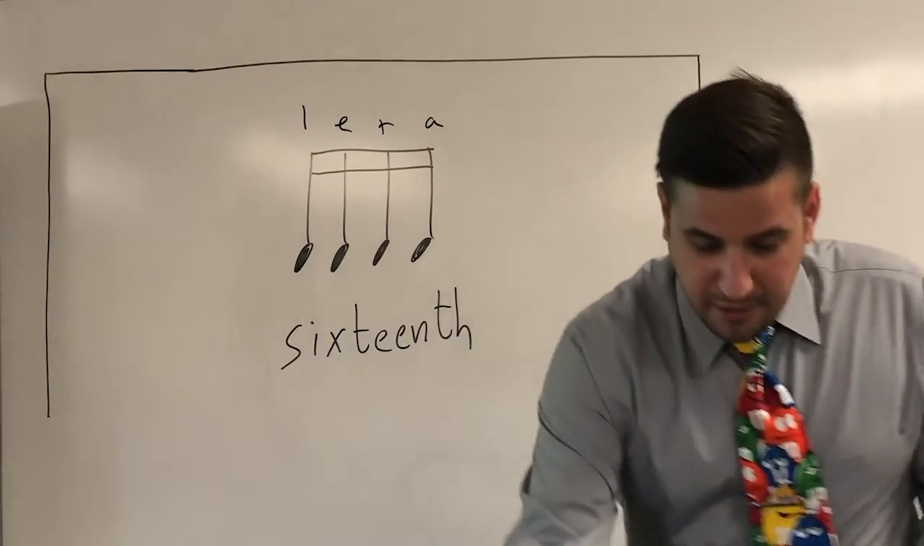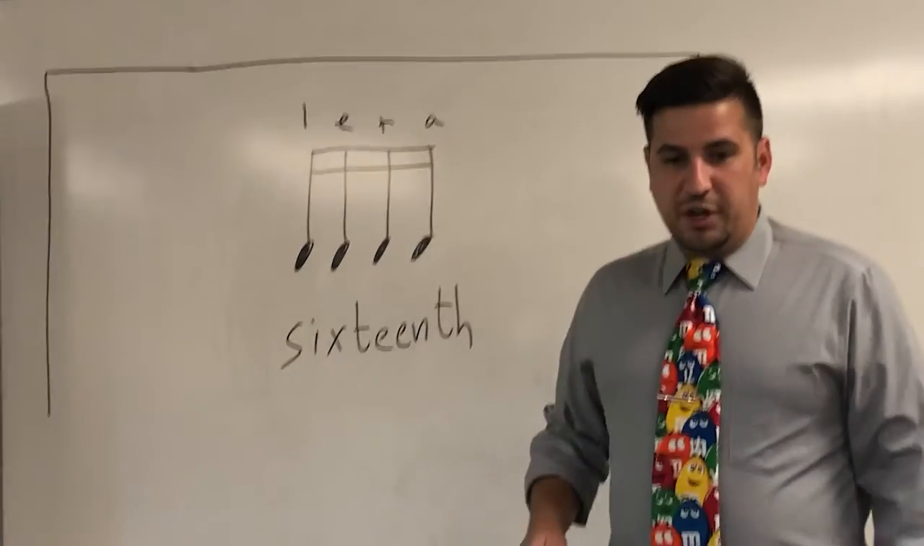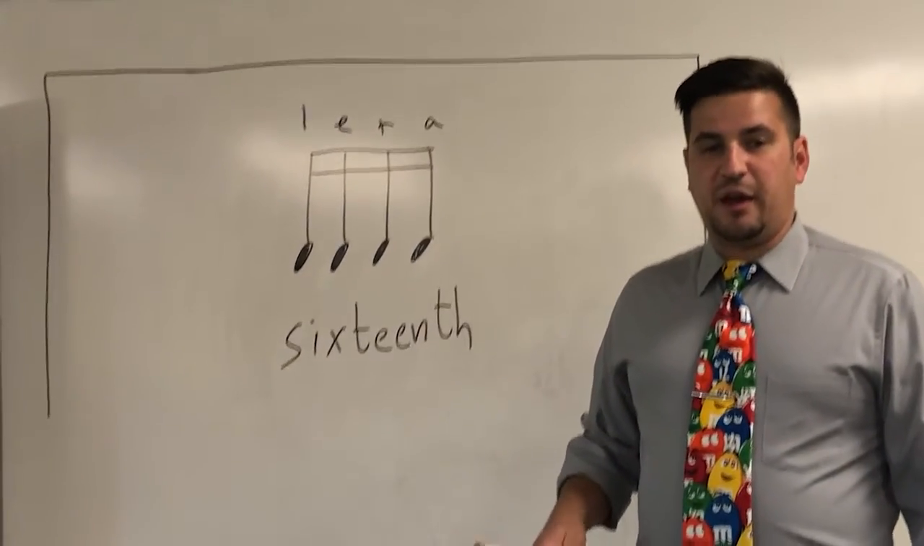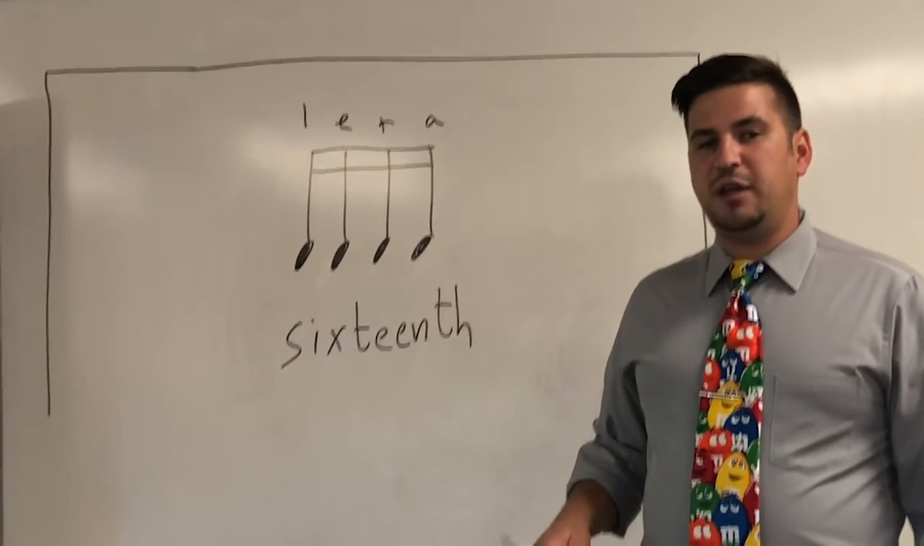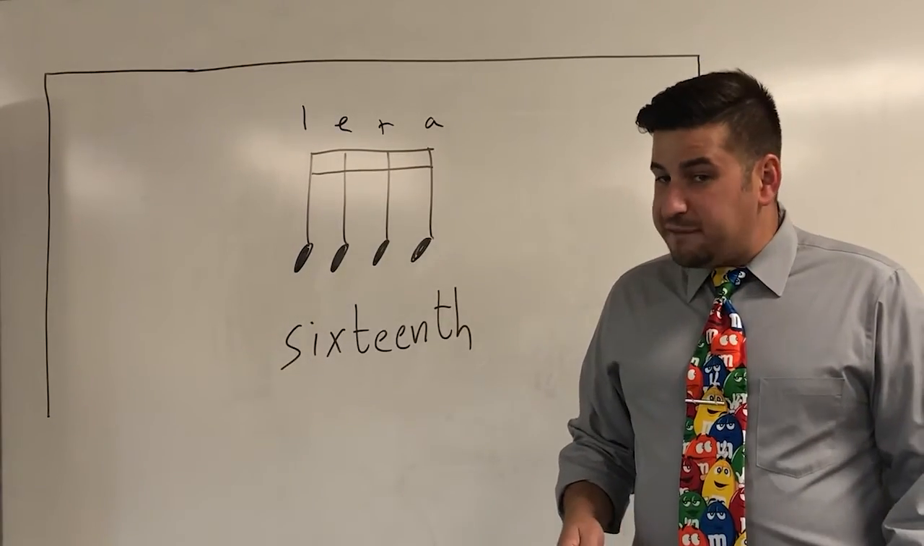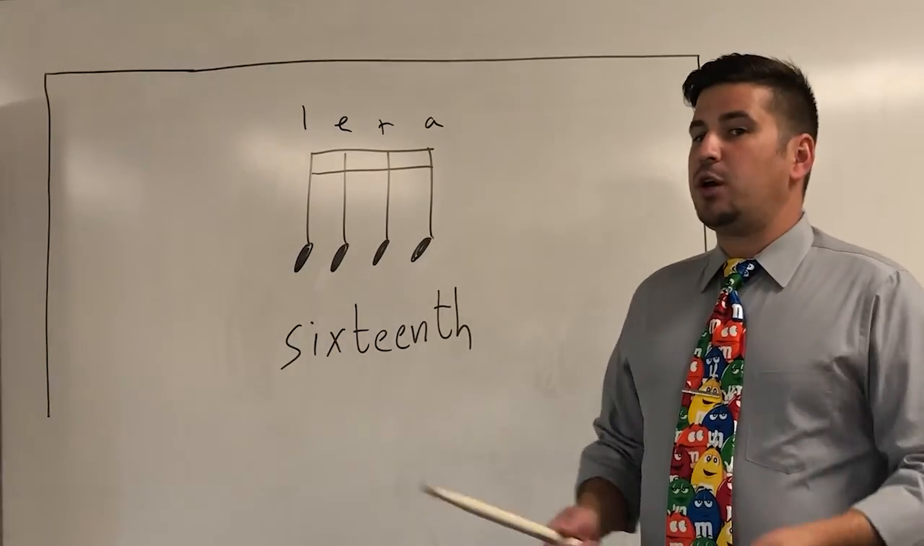Putting the metronome back on again. Ready, go. 1 E and a 2 E and a 3 E and a 4 E and a 1 E and a 2 E and a 3 E and a 4 E and a 1. Now we can go really fast with this if we wanted to. But today we're gonna go nice and slow.